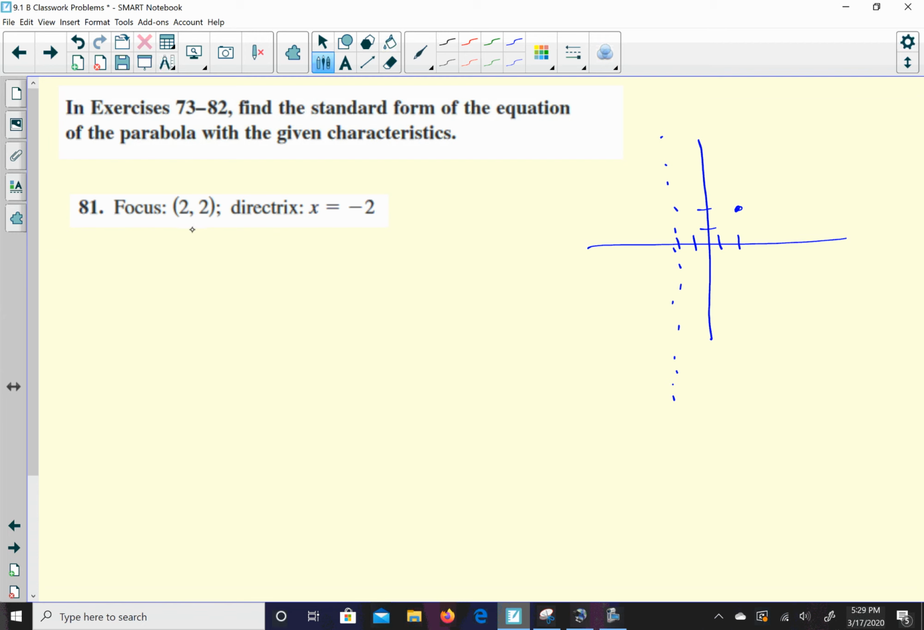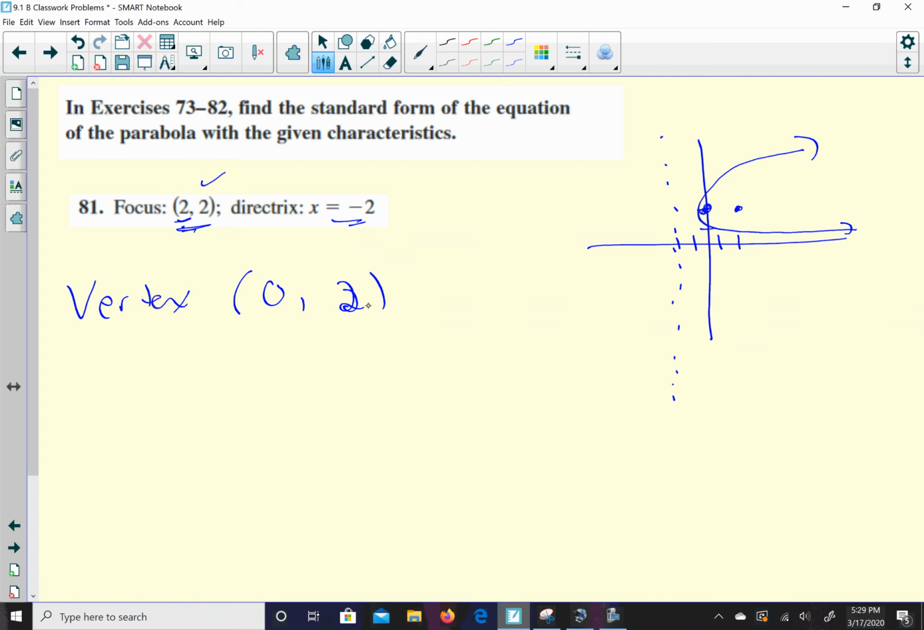The vertex is going to be halfway between the focus and the directrix. So it's going to have to be at that same height, so it's going to have to be at 2. And then I need the halfway point between 2 and -2. I can either count on my graph or do the midpoint formula between those two, but it's going to end up being 0. So my parabola is going to do something like this. So the vertex is going to be (0, 2).